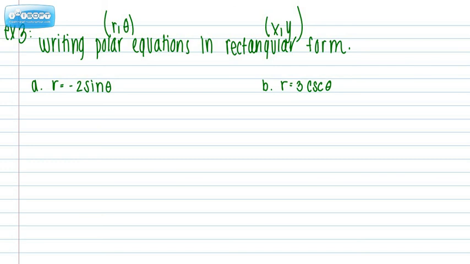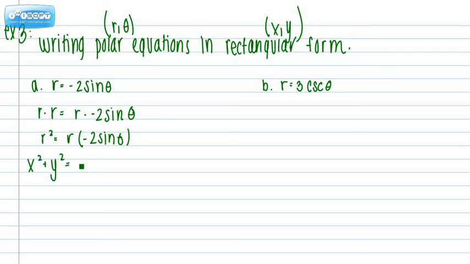So the very first step that I'm going to take is I want to be able to multiply each side by r. So I'm going to multiply the left side by r and the right side by r. Okay, and we want to do this because we're going to be able to make a substitution for r squared. So I'm going to go ahead and write that out just to help us keep track of it. But I know that r squared is going to be equivalent to x squared plus y squared.